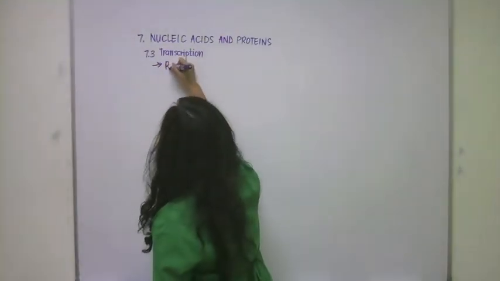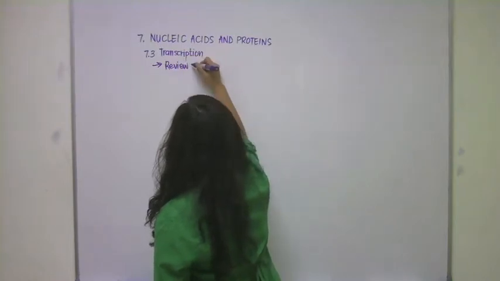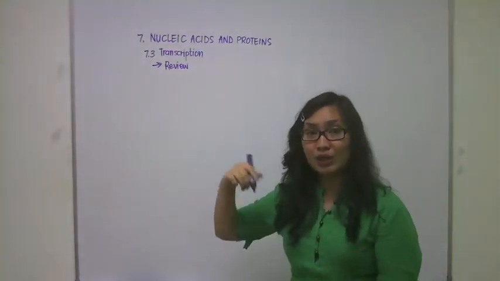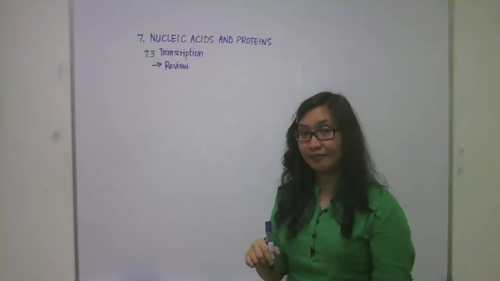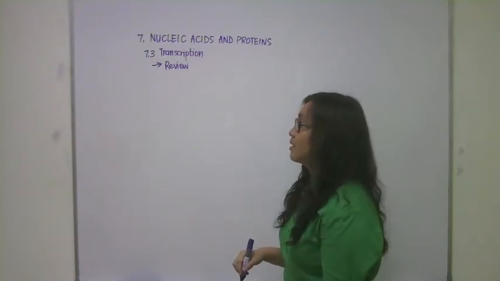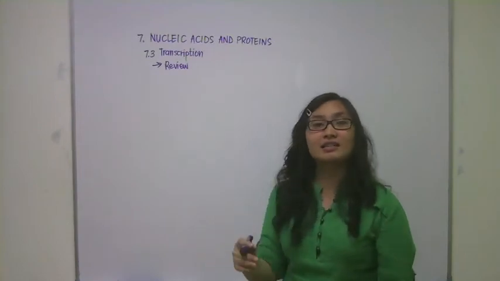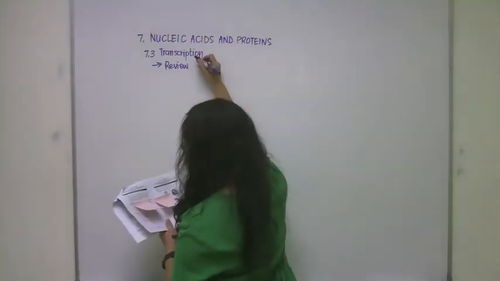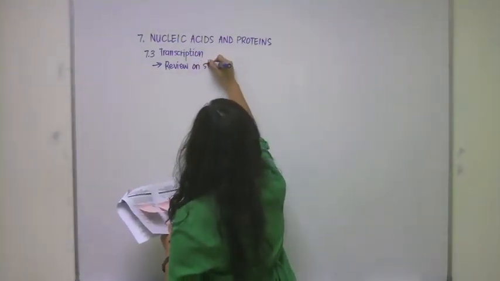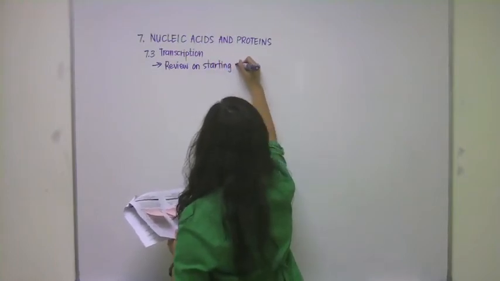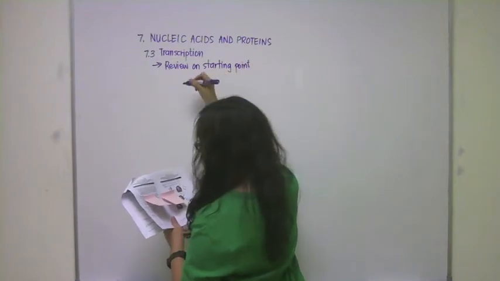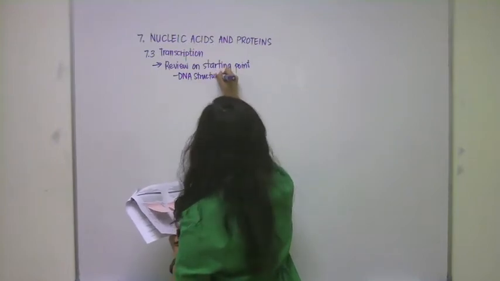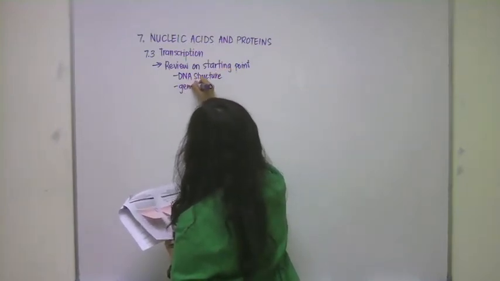So what are those starting points? Because I believe this transcription has already been explained partially in the chemistry of life, wherein simple terms have been used and not all details are discussed in that area. So we have to review certain starting points, such as their knowledge about the DNA structure and their knowledge about a gene.